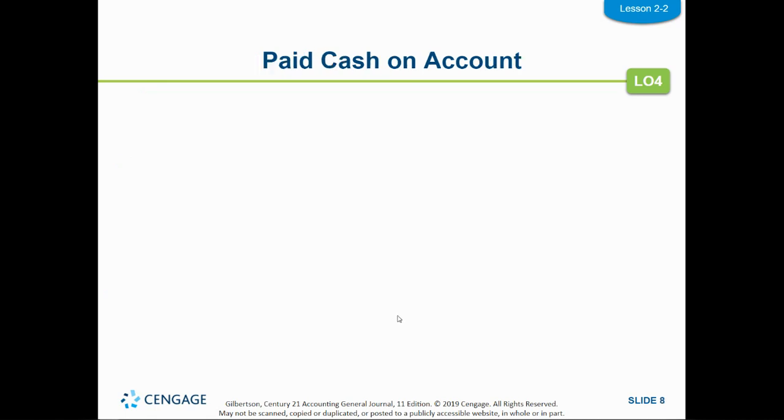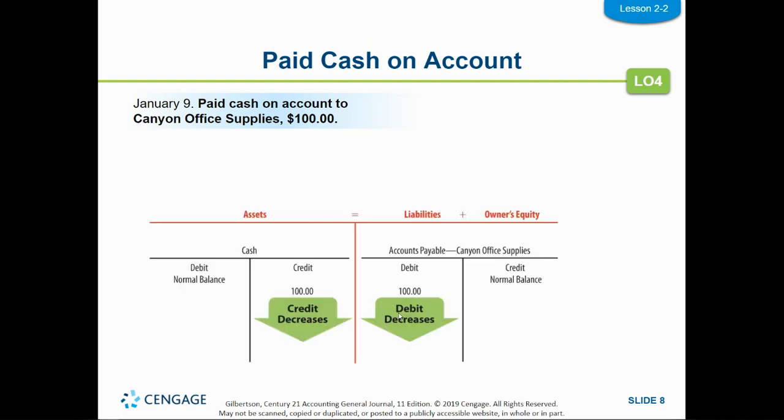And the last transaction, paid cash on account. In the previous transaction, we bought supplies on account. Now we're going to make a payment on those accounts. And so we're going to pay off a little bit of what we owe. So we paid cash. We know that when we pay cash, cash goes down. Cash is an asset. And we're going to pay off a little bit of what we owe to accounts payable, Canon Office Supplies. So it is also going to go down.